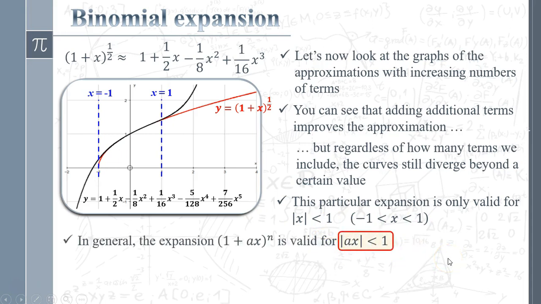What that generally tells us is that if an expansion is valid for mod x less than 1, for an expansion where we've got a value of a here, for example up here our value of a is 1, but if we've got, for example, 1 plus 2x or 1 plus 3x to the power n or whatever it is, then it's valid for mod ax less than 1. So that principle just extends for values where we've got an x coefficient.